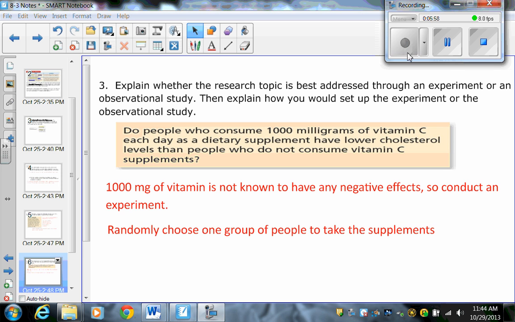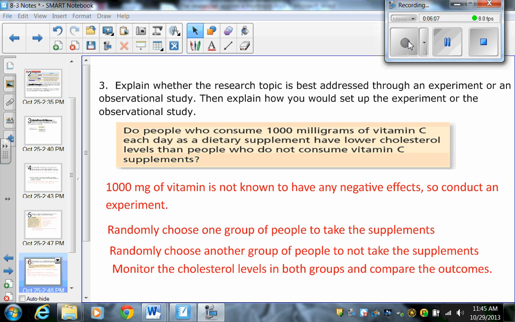And what we would do to set up this experiment is we would first randomly choose one group of people to take the supplements. We would then randomly choose another group of people to not take the supplements. So you have one group taking the supplements and another group not taking the supplements. And we would monitor the cholesterol levels in both of these groups and then compare our results.